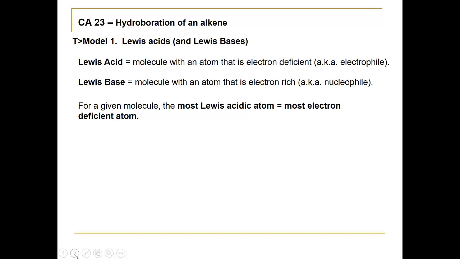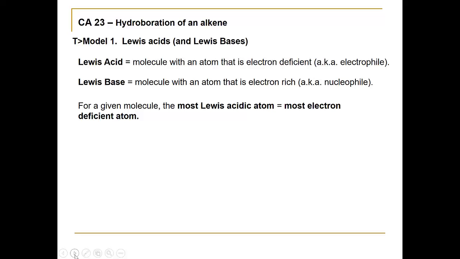So in addition to the Bronsted-Lowry model, which was proposed in the 1920s, at about the same time, Gilbert Lewis, as in Lewis structures, proposed a different sort of model, where he looked, instead of whether or not a proton was being donated or accepted, he looked from the perspective of what's going on with the electrons. Is an atom in a molecule electron rich, in which case he referred to it as a Lewis base, or is the atom electron deficient, in which case he called it a Lewis acid.